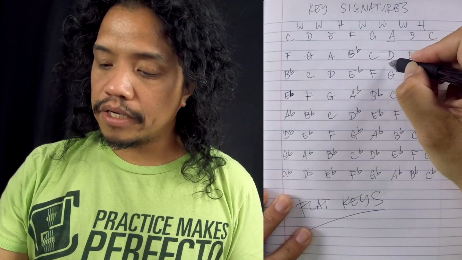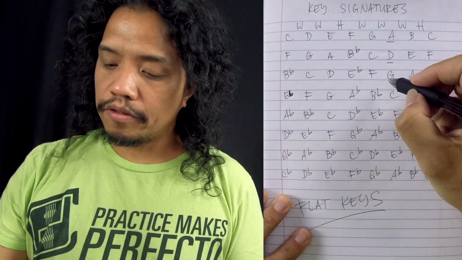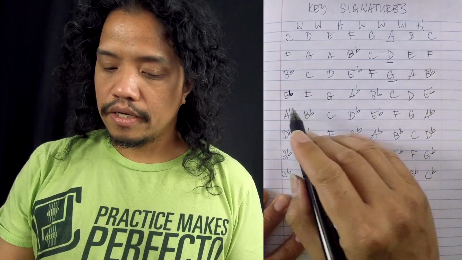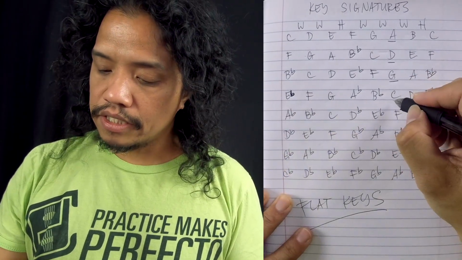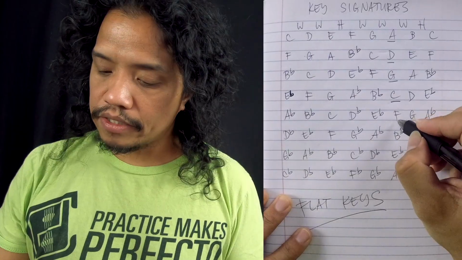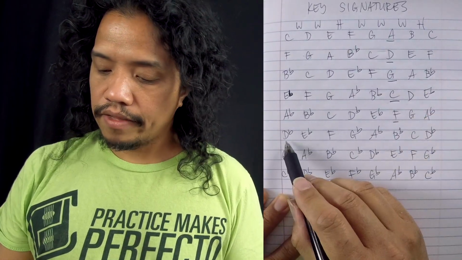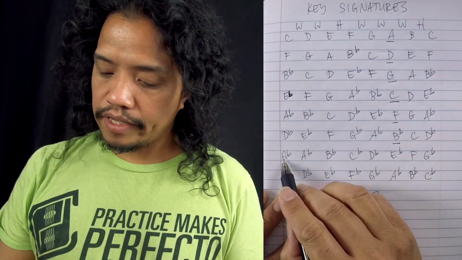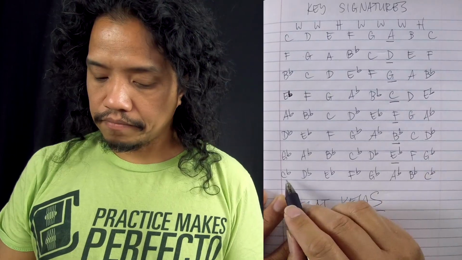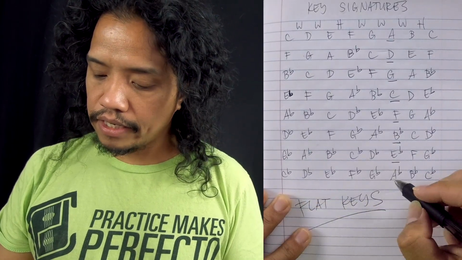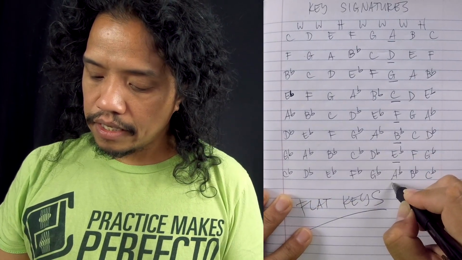Now let's do that with the flat keys as well. For F, relative minor is D. B flat, relative minor is G minor. E flat, relative minor is C. A flat, relative minor is F. D flat, relative minor is B flat. G flat, relative minor is E flat. And C flat, relative minor is A flat.